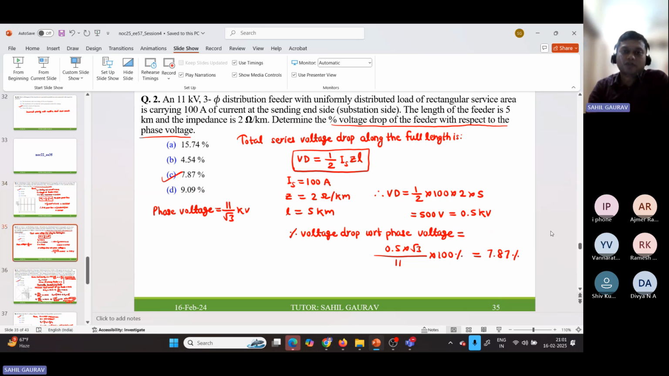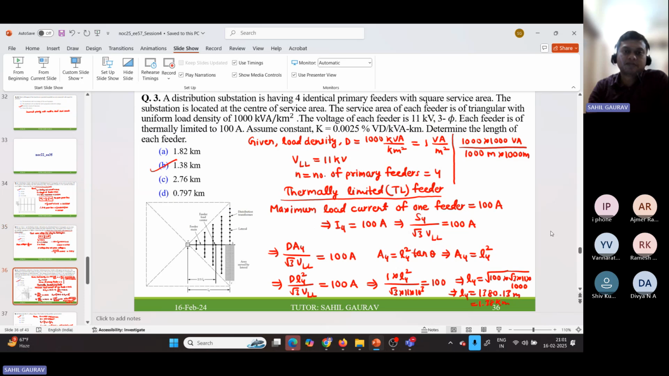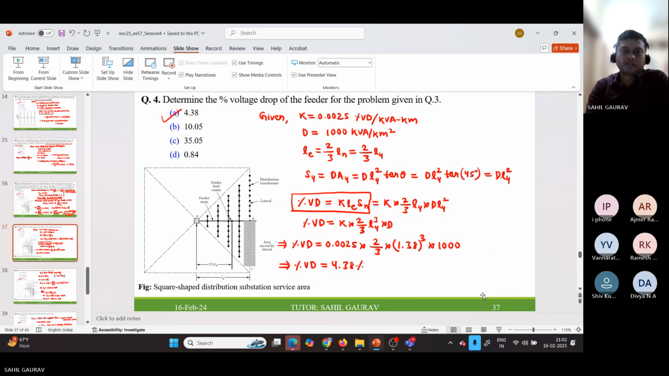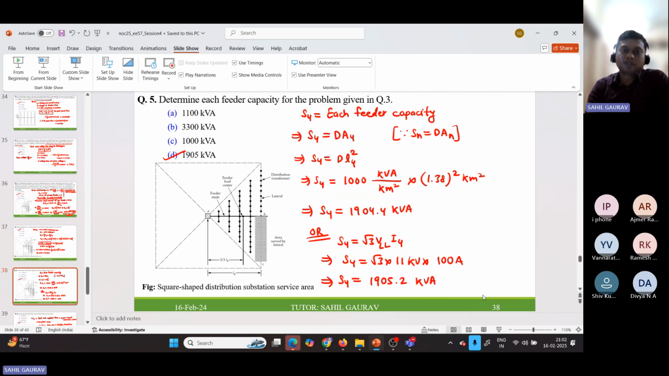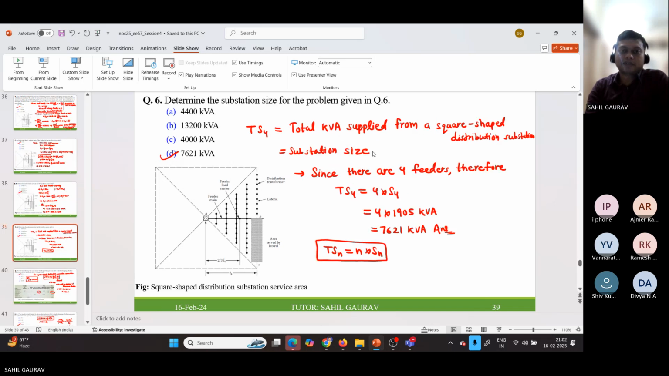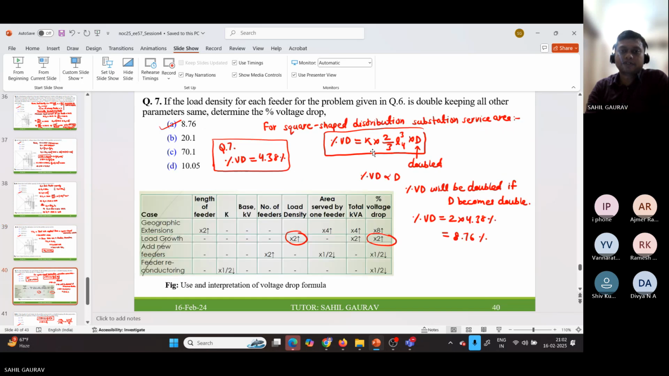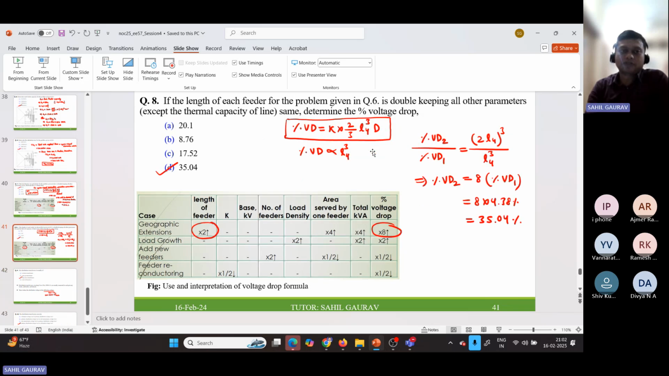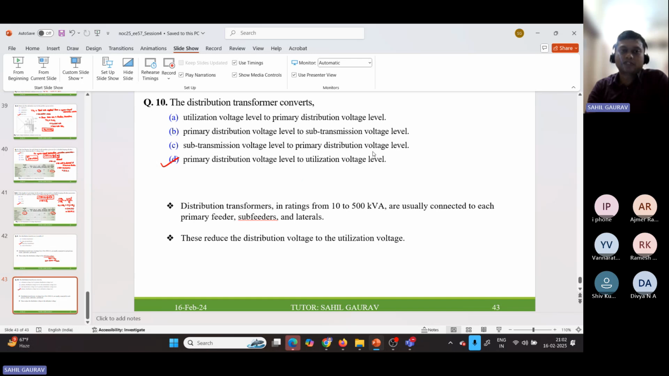Again, this is for voltage drop for a rectangular service area, and we have solved for a thermally limited feeder, how we can find the length of the feeder. Then again percentage voltage drop. Feeder capacity S_F is D into F_F. Substation size is TS_F, which you can write as N into S_n. Percentage voltage drop. So that's all.